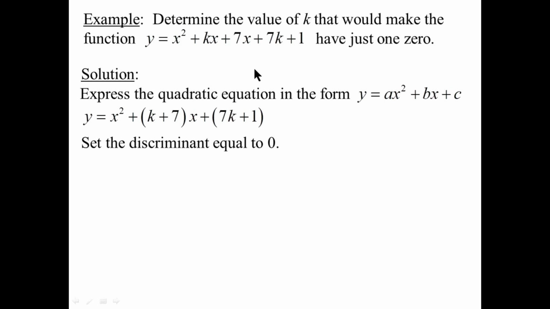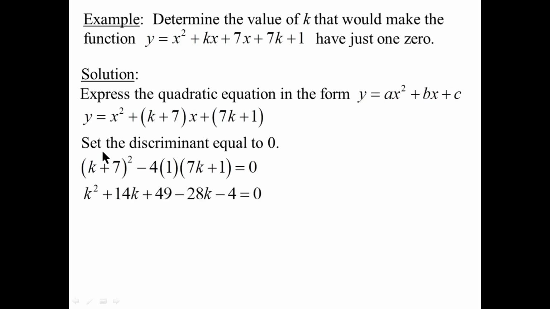In fact, we can set the discriminant equal to 0. Why would we want to do that? Because we want this original quadratic to have just one zero. And that happens when the discriminant equals 0. So b squared minus 4ac equals 0. And here we are squaring a binomial, so we know it'll be k squared plus double the product here. That'll be 14k plus 49 when we square the binomial.